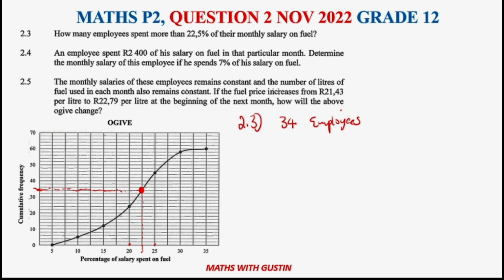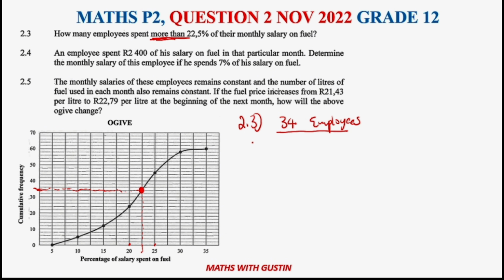All right, so therefore what do we do now here? Remember, they were asking us for the number. So this is the number of employees that spent 22.5% of their salary on fuel. Now the question asks for those who spend more than. So you are looking for the ones that spend more than. These ones are the ones that are spending exactly that.